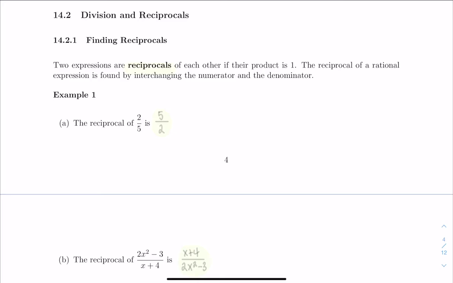Section 14.2 is on division and reciprocals. Two expressions are reciprocals of each other if their product is 1. The reciprocal of a rational expression is found by interchanging the numerator and the denominator. So all that means is we're going to flip the numerator and the denominator, or flip the fraction. So the reciprocal of 2/5 is just going to be 5/2.